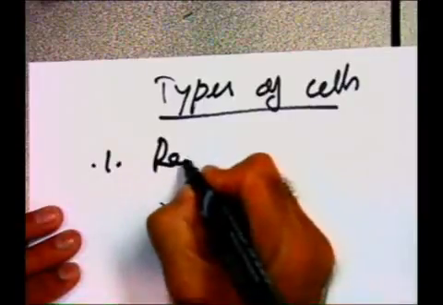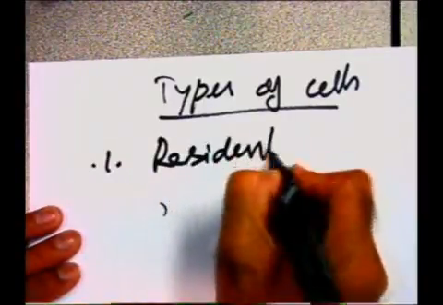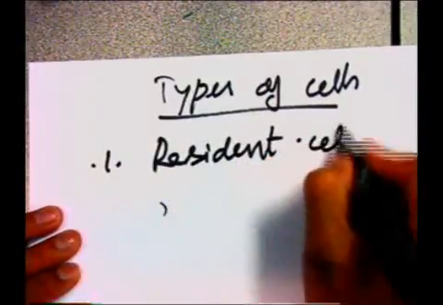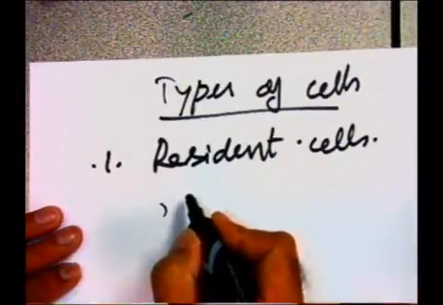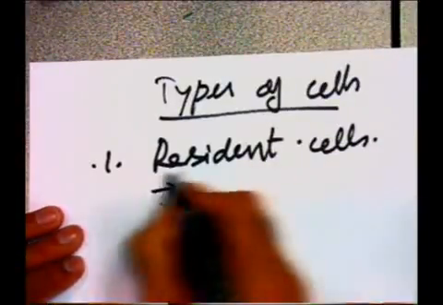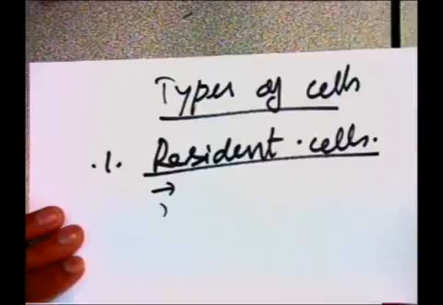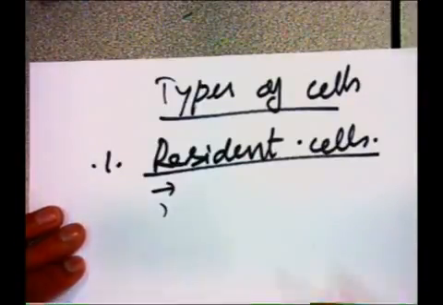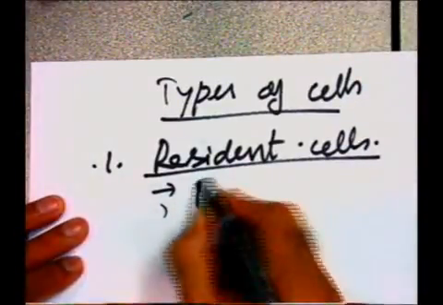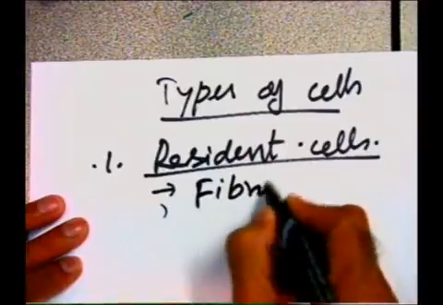Resident cells. What are resident cells? Resident cells are permanent residents of the connective tissue. They produce the fibers, like fibroblast cells.